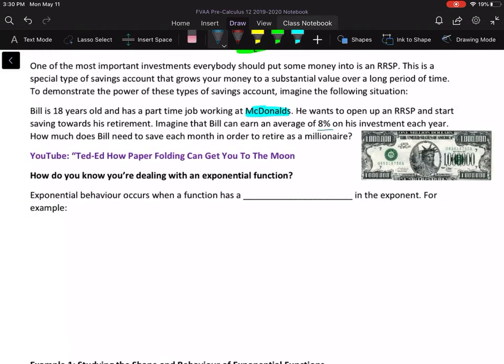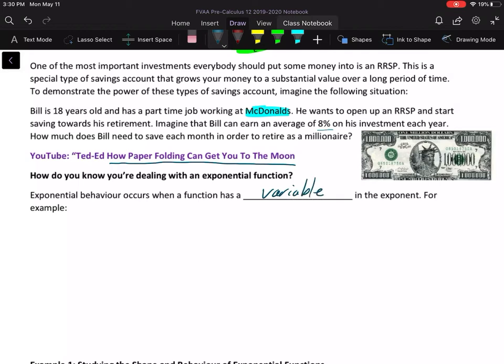And so here, if you want, another fun video on the power of exponential functions, look at how paper folding can get you to the moon, okay? But how do you know when you're dealing with an exponential function? Well, exponential behavior occurs when the function has a variable in the exponent, okay?